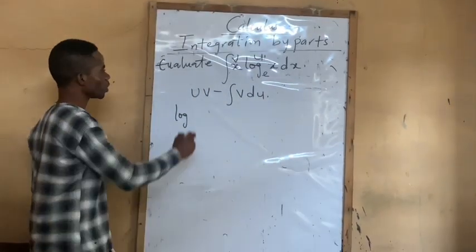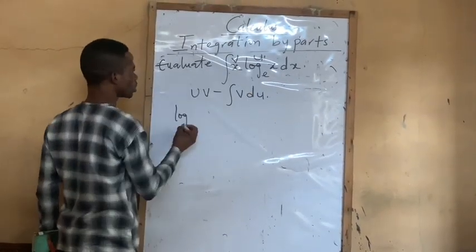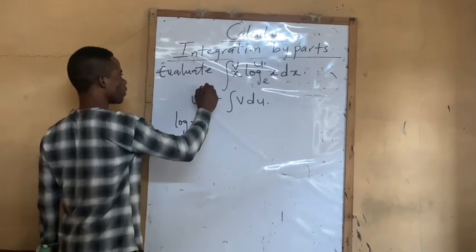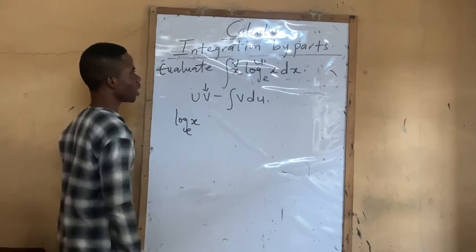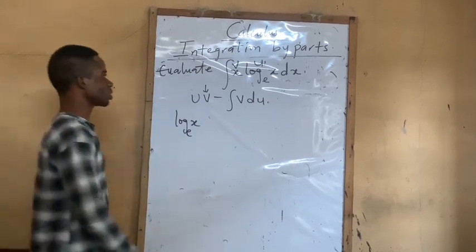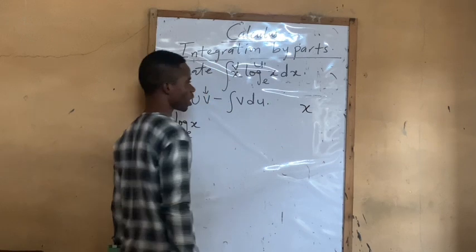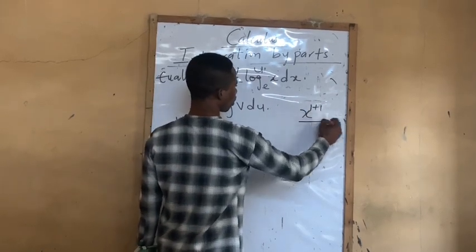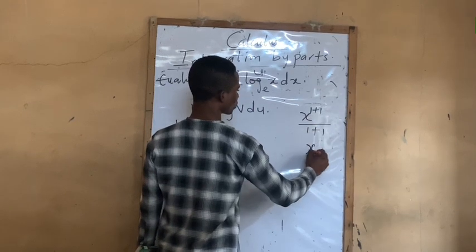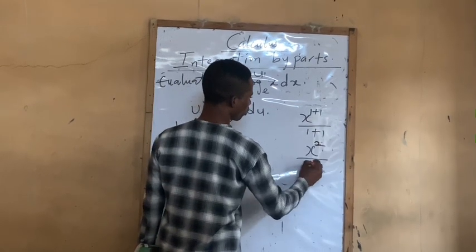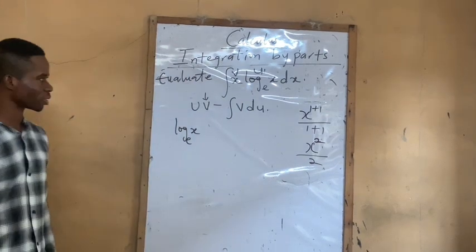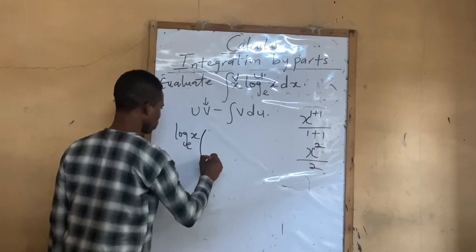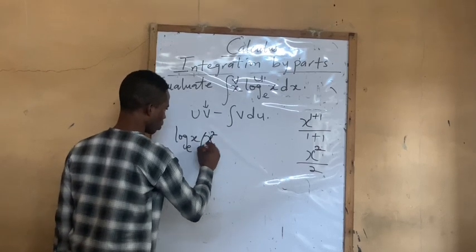Now, what is our u? Our u is now log x base e. And do not forget, we have to integrate this v. And what is our v? Our v is x. Now, if you want to integrate x, there is a power of 1, that means plus 1 all over 1 plus 1. That means x raised to power 2 all over 2. That is integration of x. So I'm going to have x raised to power 2 all over 2 here.